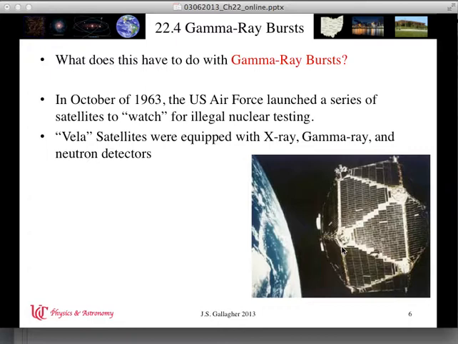It was a set of satellites whose goal was to detect nuclear explosions in the atmosphere or on the ground around the globe. The satellites were called the Vela satellites, derived from the Spanish word velador, which means the watchman. These satellites were equipped with X-ray, gamma ray, and neutron detectors. All three of these things are created in a nuclear explosion. So these satellites were positioned in orbit around the Earth, searching for violators of the Partial Nuclear Test Ban Treaty.